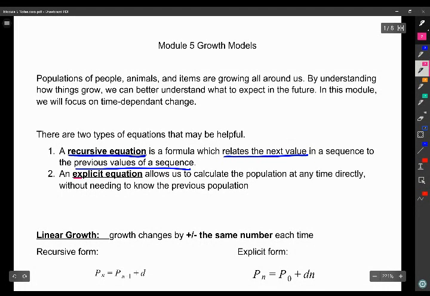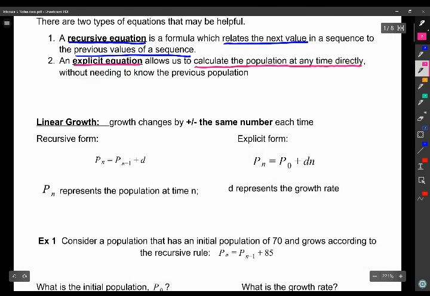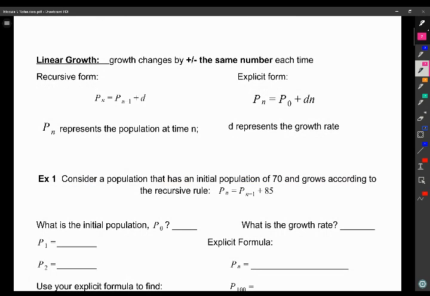An explicit equation helps us know any value at any time for whatever we're looking at. And so this helps us calculate the population at any time directly without having to know the previous value. So in secondary 1, you wrote linear growth functions, both recursive and explicit.